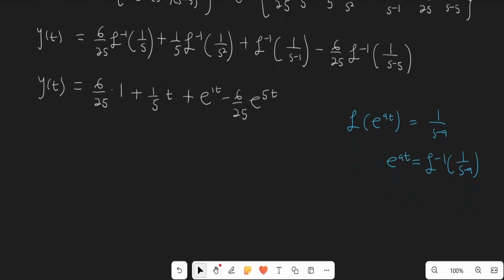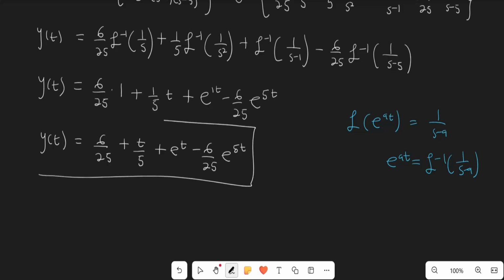Alright, so this is the answer to our differential equation. So y of t is going to be 6 over 25 times 1, which is 6 over 25, plus t over 5, plus e to the t, minus 6 over 25 times e to the 5t. This one is the answer to our differential equation with initial value problem.